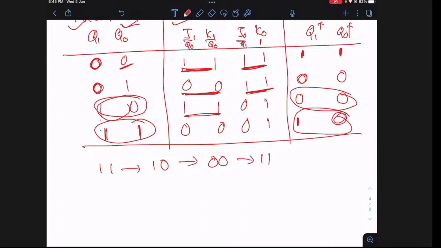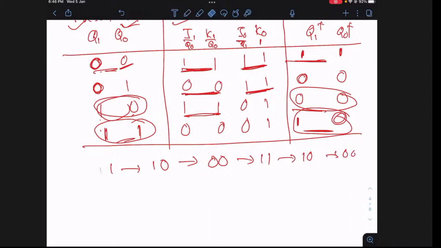See here, 1, 1 to 1, 0, 1, 0 to 0, 0, 0, 0 to 1, 1. Again 1, 1 to 1, 0. This is the cycle: 1, 1, 1, 0, 0, 0, then again 1, 1, 1, 0, 0, 0. Okay, so this is the counting pattern.